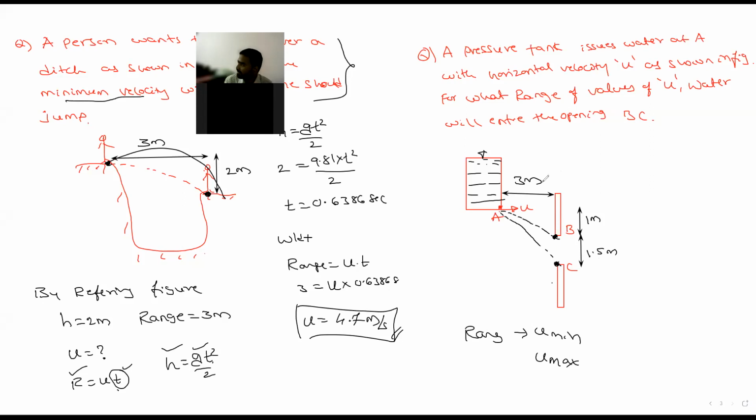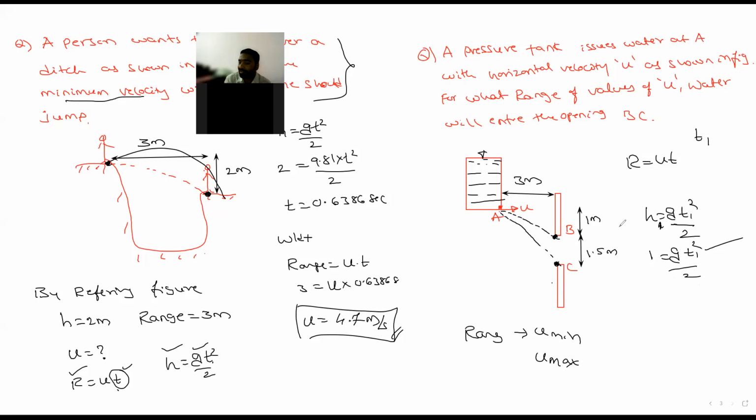Okay, so you know range. What is the range formula? U into T. Means first you have to find out T1. What is the T1 formula? H1 is equal to G T1 square by 2. Is it correct, all of you? Yes. What is H1? From this figure, up to B, height is how much? 1. So 1 meter is equal to, G is known, T1 you have to calculate. So T1. Then you have to find out U1. Then T2. Then U2. मुझे क्या वो चाहिए minimum to maximum. That range I want.